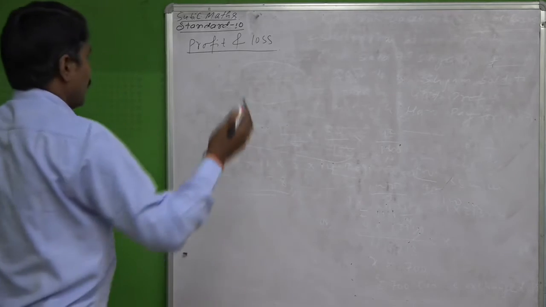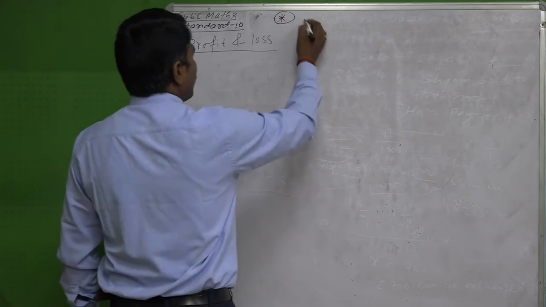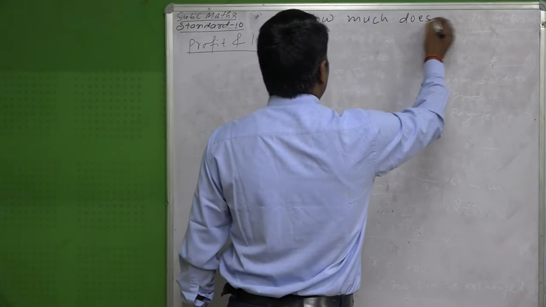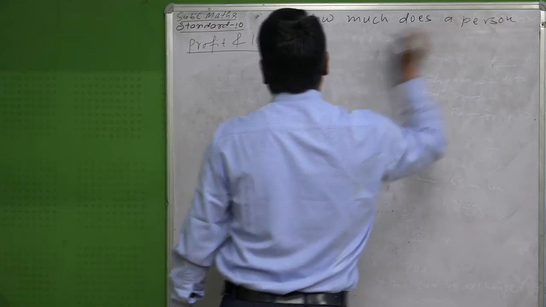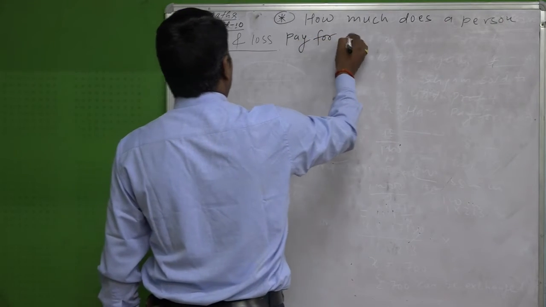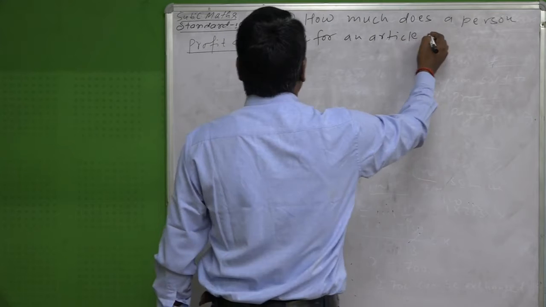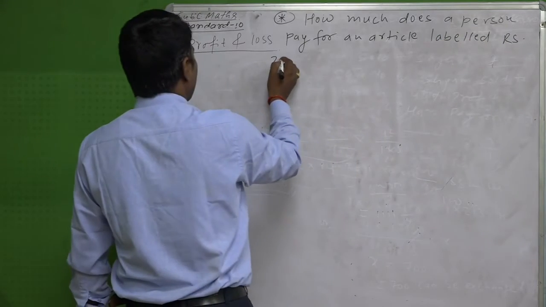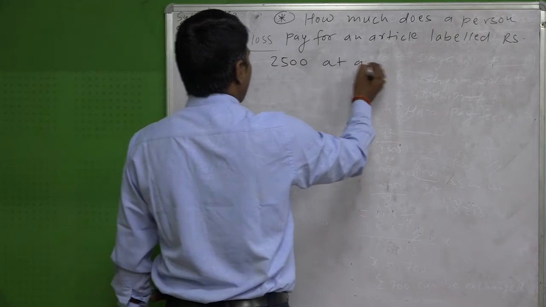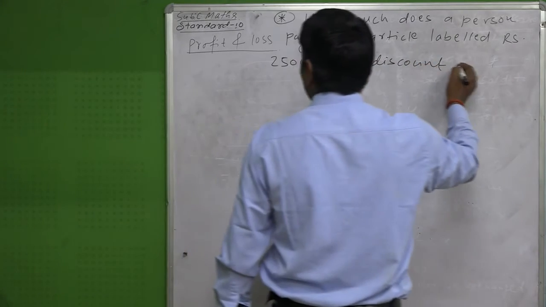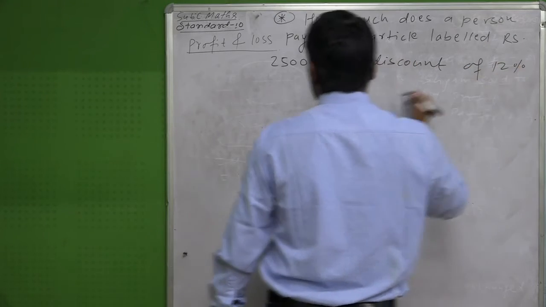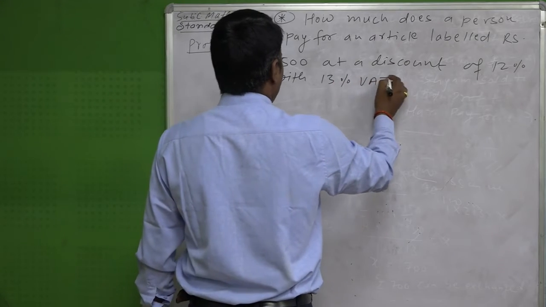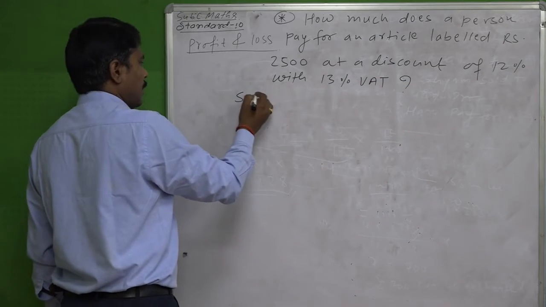Now let us write one question. How much does a person pay for an article labeled Rs 2500 at a discount of 12% with 13% VAT? This is the question.